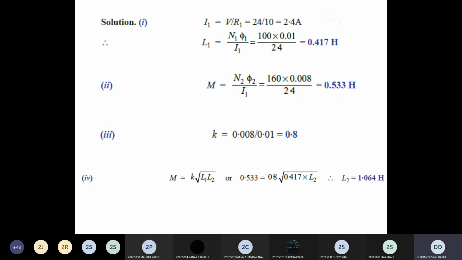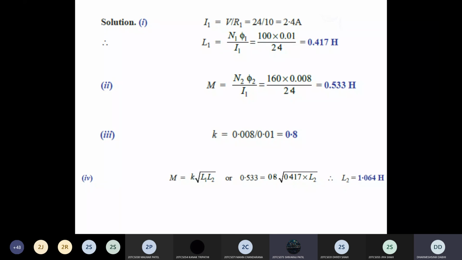All of you get this answer? L2, which equation you use? M is equal to K square root of L1 L2, because you already calculated M, K and L1. So you apply this equation and find out this. All of you get this answer?